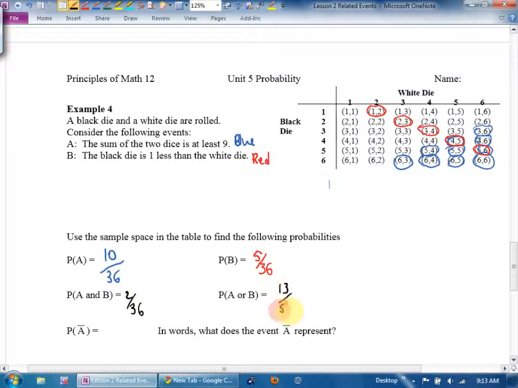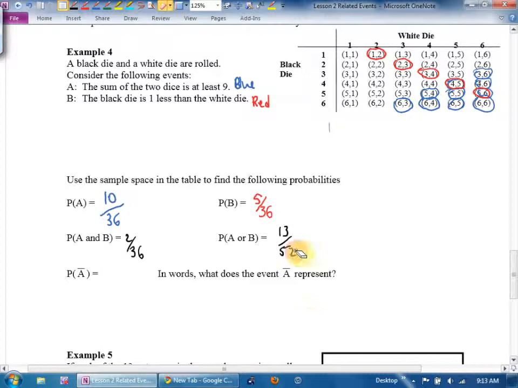52. Out of 52? Out of 36. Good gosh. I'm doing card questions. As soon as I wrote that 13.